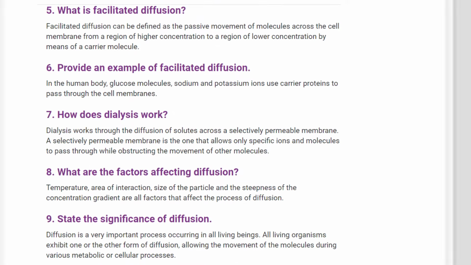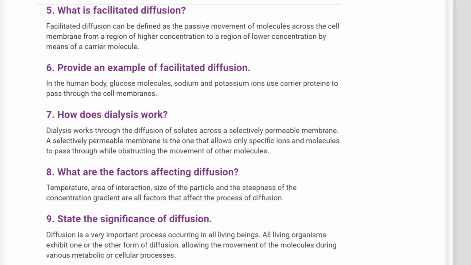5. What is facilitated diffusion? Facilitated diffusion can be defined as the passive movement of molecules across the cell membrane from a region of higher concentration to a region of lower concentration by means of a carrier molecule. 6. Provide an example of facilitated diffusion. In the human body, glucose molecules, sodium and potassium ions use carrier proteins to pass through the cell membranes.